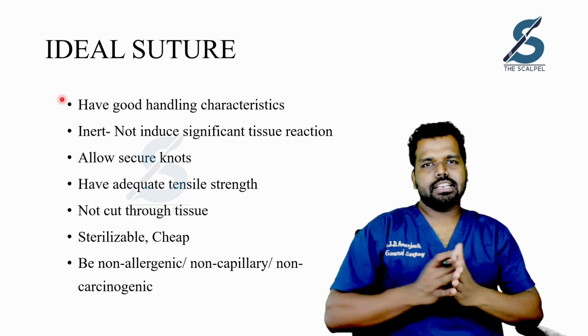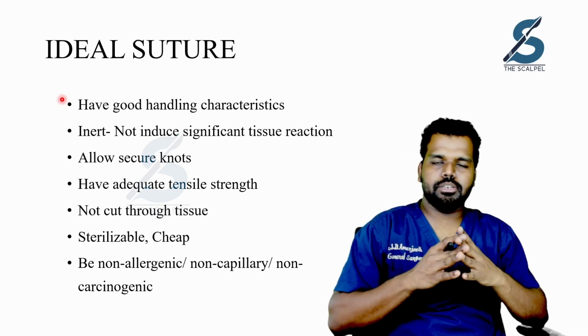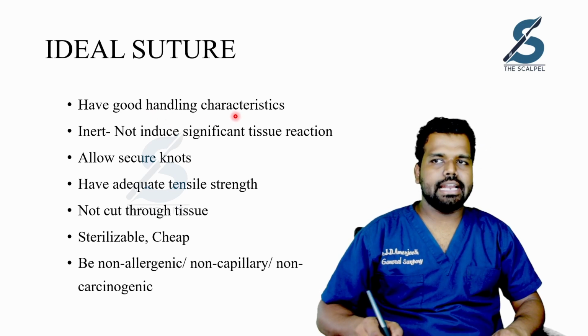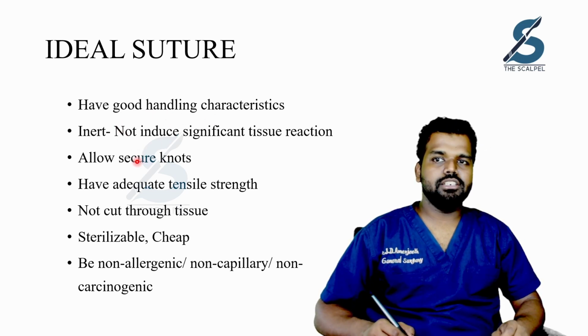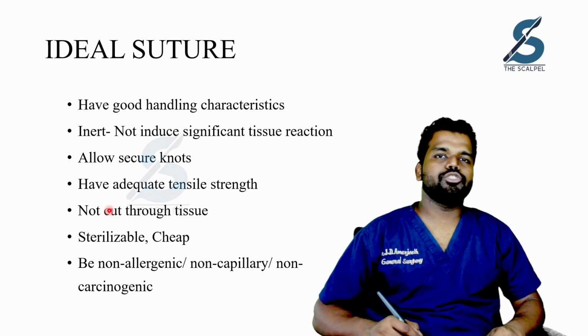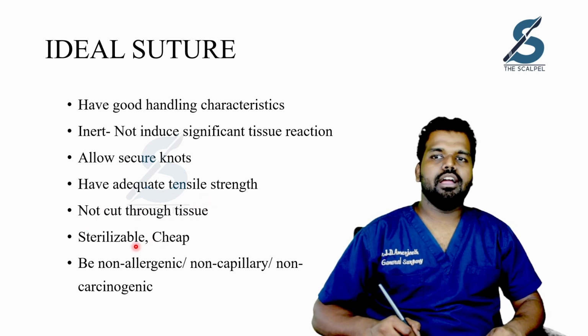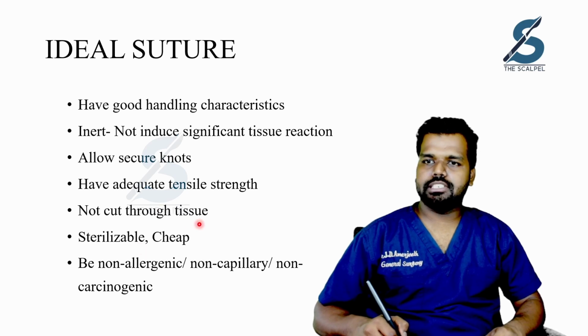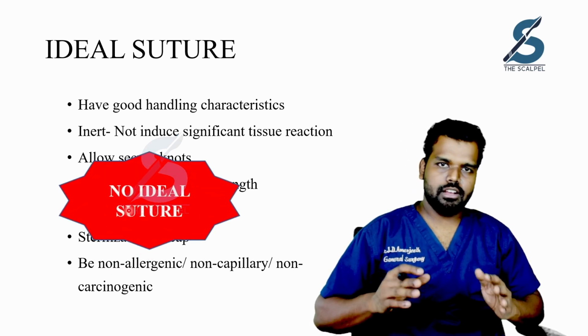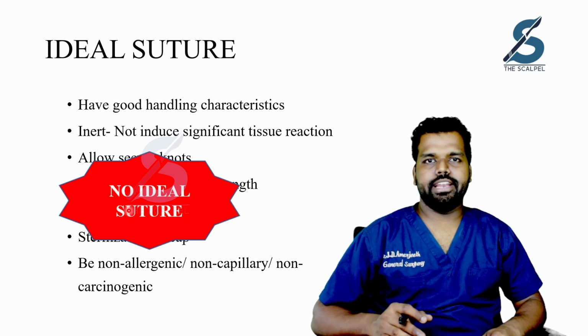Next, one of the interesting topics, which is an ideal suture material. An ideal suture material should have good handling characteristics, should be inert, should allow secure knots, have adequate tensile strength, should not cut through the tissue, should be sterilizable, cheap, and non-allergenic. And you should know that as of now, no ideal suture exists.